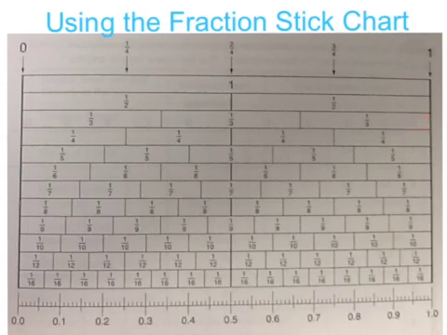The second way that the fraction stick chart can be used is to find equivalent fractions. There are many different examples of pairs of fractions that name the same part of a whole.